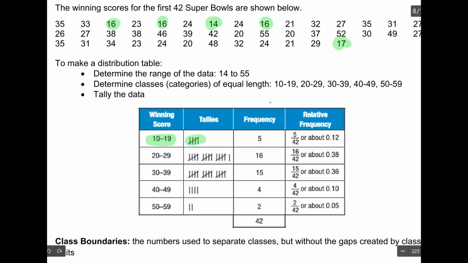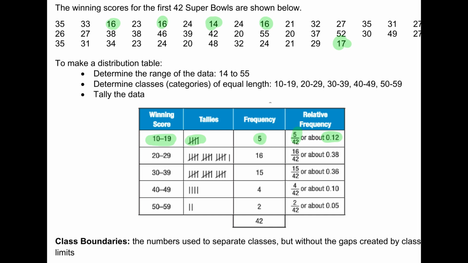So there's 5 tallies. So the frequency, the number of times the scores occurred between 10 and 19, were 5 times. So that's how many times it happened, was frequency. Relative frequency is like, okay, what percent is that? Is that a lot? Is that not? So it kind of gives us context. We're like, is that actually most of the scores? No, it's not. 5 out of the total, which is 42, is about 12%. That's not a lot. So a lot of the times the winning team's going to score more than that.